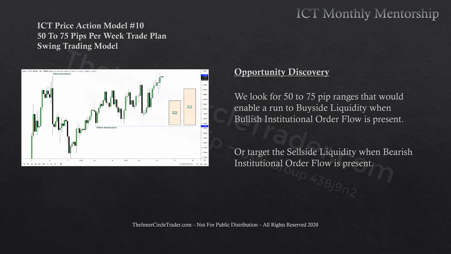Opportunity discovery. We look for 50 to 75 pip ranges that would enable a run to buy side liquidity when bullish institutional order flow is present, or target the sell side liquidity when bearish institutional order flow is present. Now the chart to the left here is the idea that you want to have when you look at your charts. There's a range here that indicates a 50 pip range relative to this chart scale, and one that is 75 pips in range. I primarily look to take the bulk of my weekly objectives at the 50 and use the 75 as some kind of target for the remainder of the initial positions.